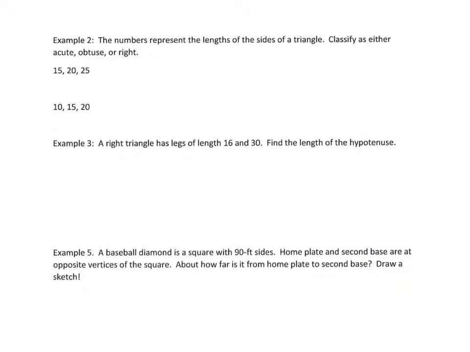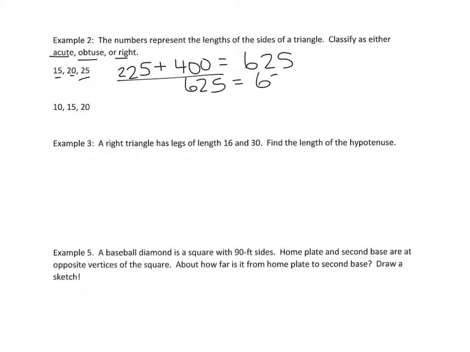Example 2, tell me if these numbers are acute, obtuse, or right. So do 15 squared, take the two shorter sides, plus 20 squared, which is 400, and is that equal to 25 squared, which is 625? Well, these are equal. The a squared plus b squared is equal to c squared. So that means it's right.